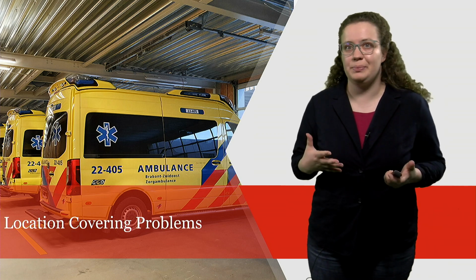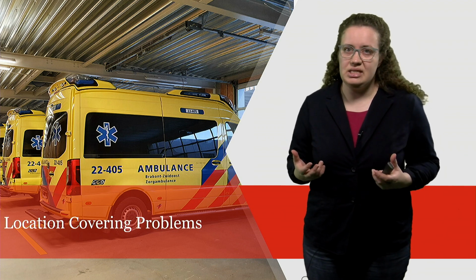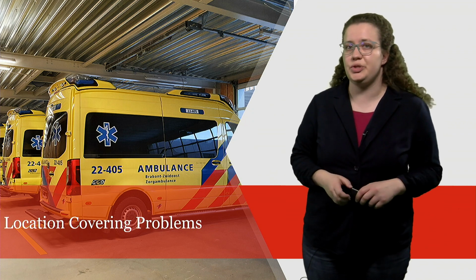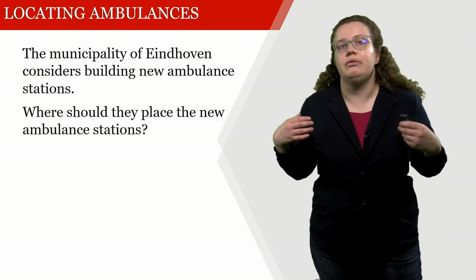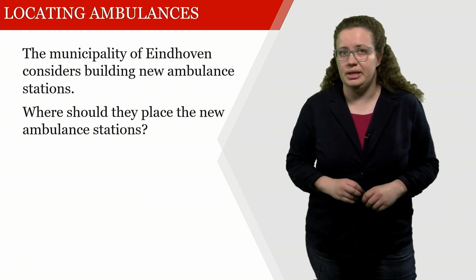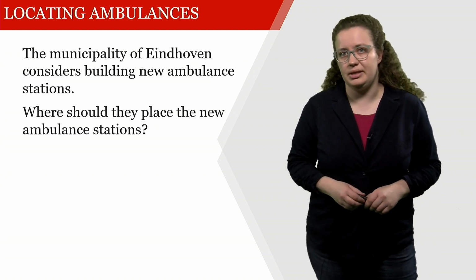A location covering problem is actually a facility location problem, but using the specificities of, for example, an ambulance location. And this is also what we're going to look at throughout this web lecture. So the city of Eindhoven considers building one or multiple new ambulance stations. And the question is, where should they place the new ambulance stations?